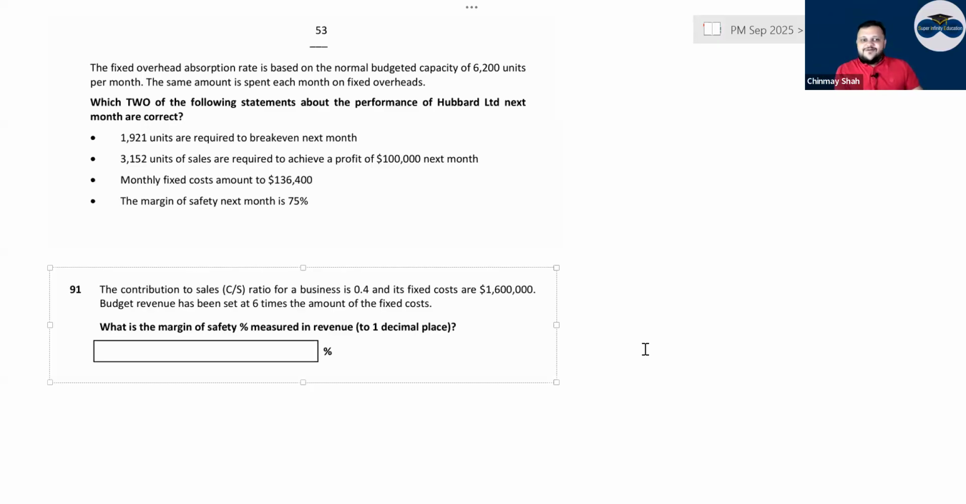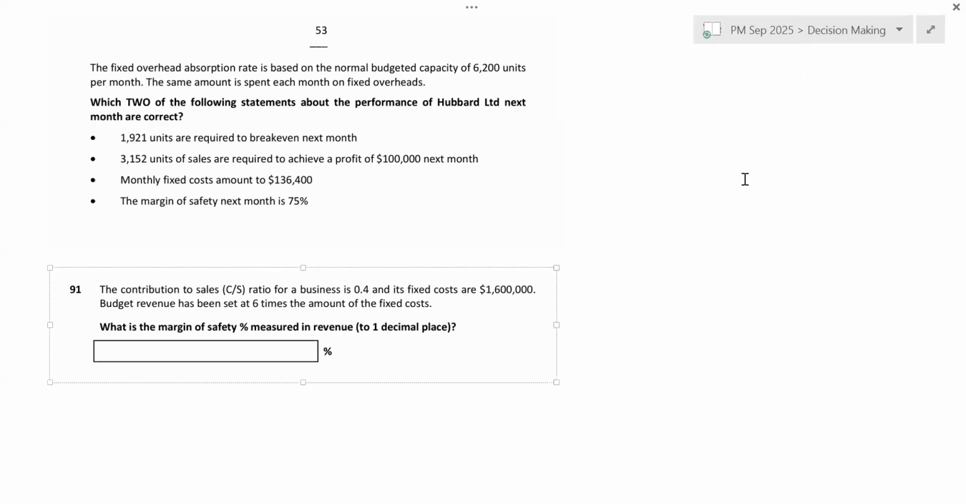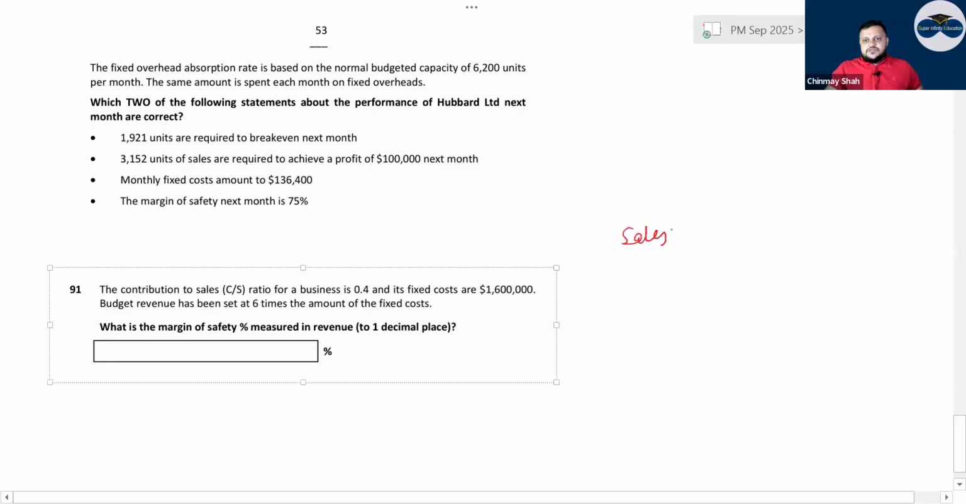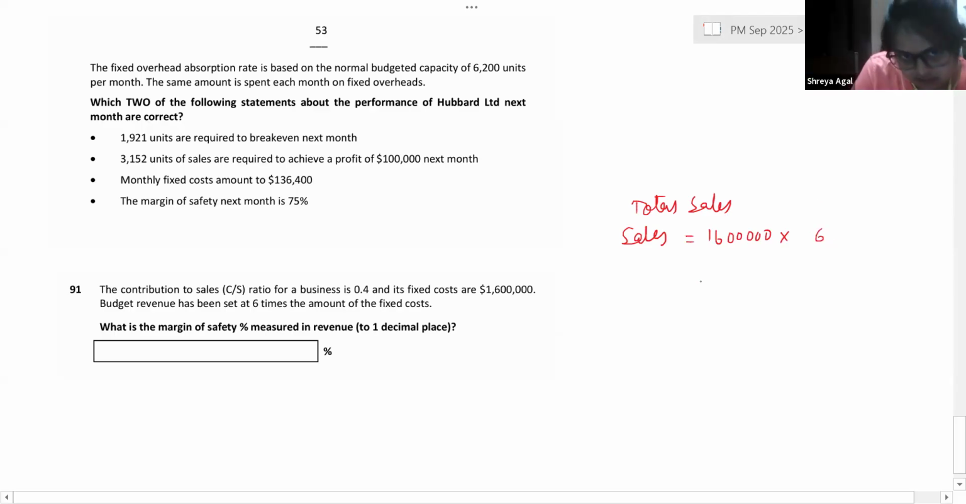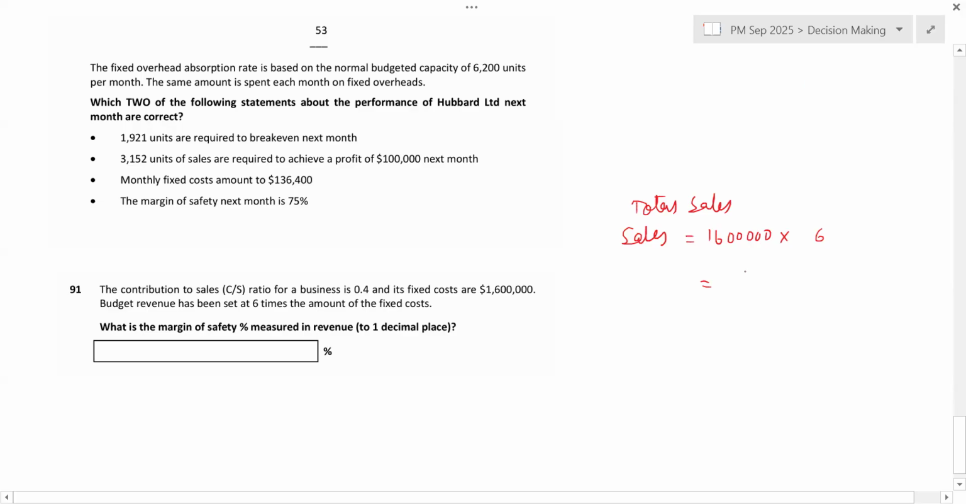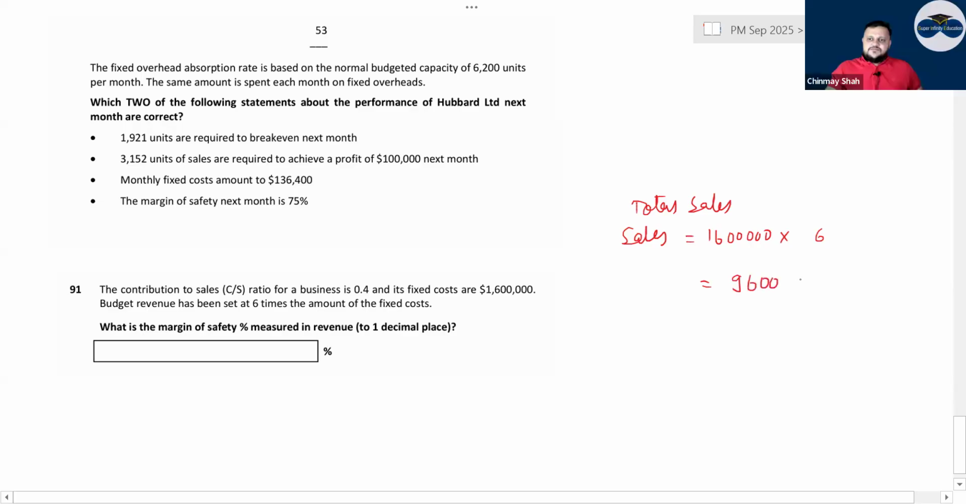How to do this? Are they asking margin of safety in sales units or margin of safety percentage? They are asking percentage in revenue. So how much will be the sales? Total sales: 1.6 million into 6. So how much is the sales? 9.6 million. Everybody with me?